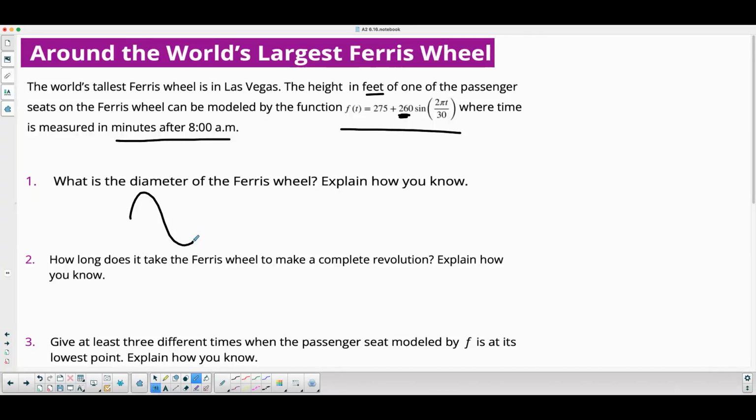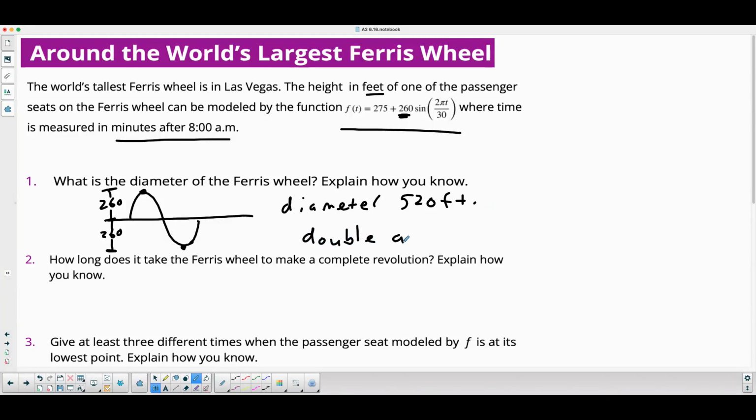Okay, so my midline right here, I go 260 from here to here. So this would be at the top of the Ferris wheel. You're at the highest point possible. And then 260 down here would be down at the bottom of the Ferris wheel. So obviously your diameter would be double your amplitude. It would be 520 feet. Really, it's double your amplitude. Your amplitude is the number in front of your trig function.